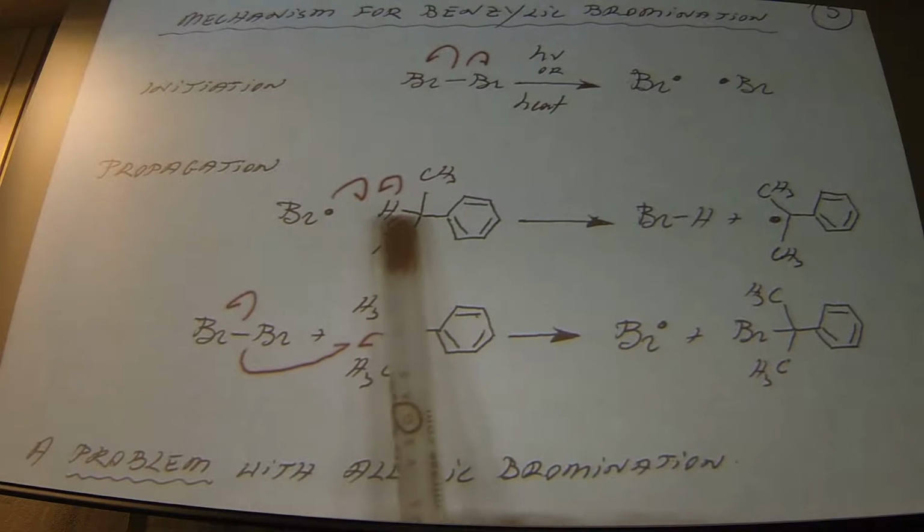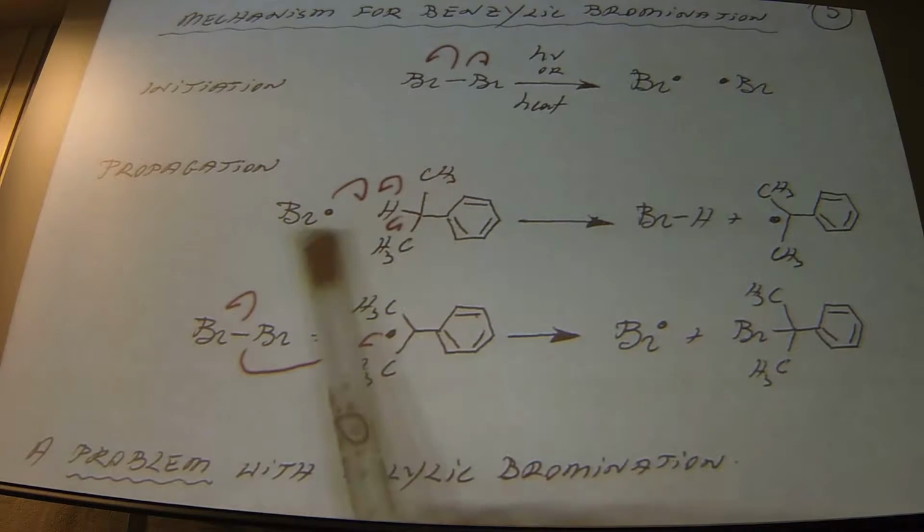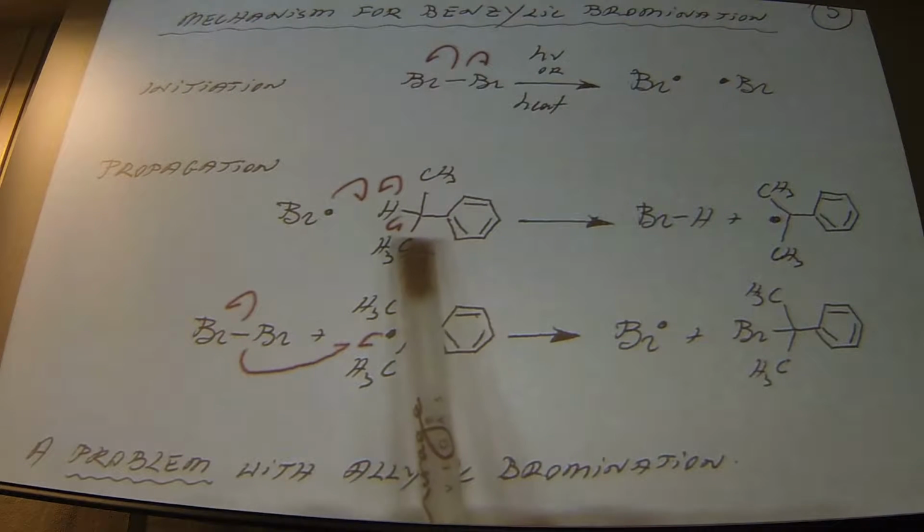Now, notice that the hydrogen atom abstraction took place only to give the tertiary benzylic radical. In other words, you could have thought, well, how come the bromine didn't pull off one of these methyl hydrogens?